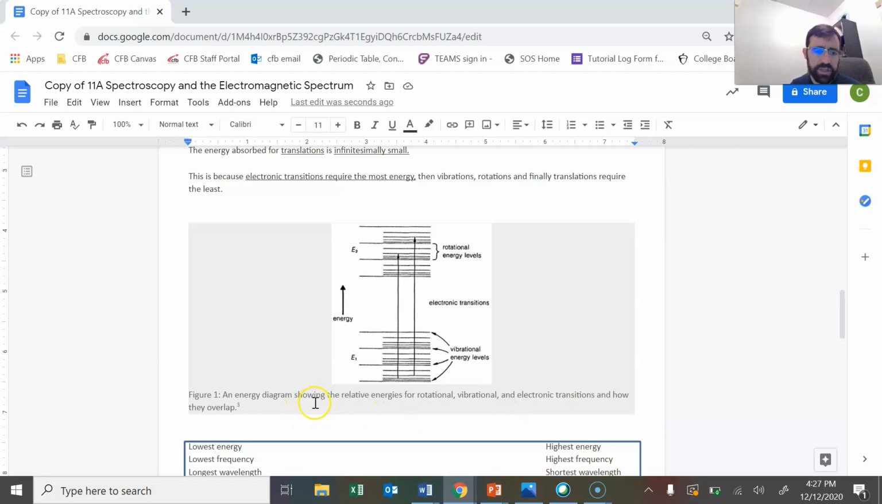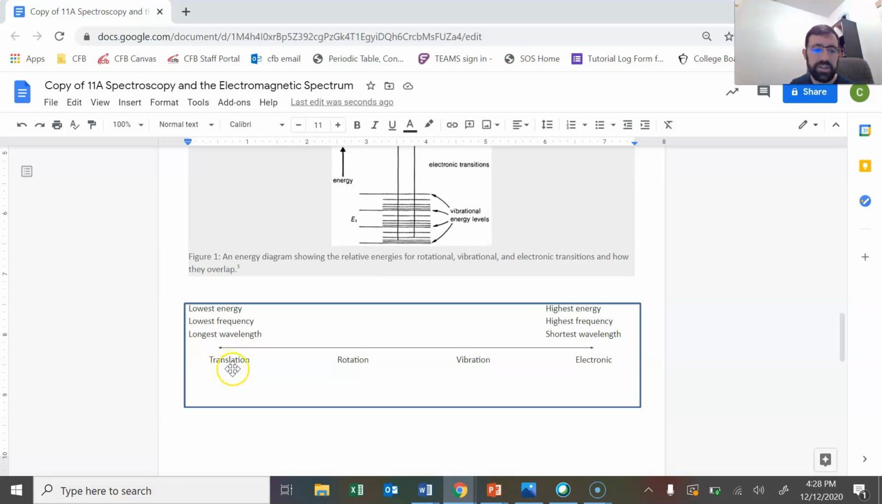This figure just shows an energy diagram showing the relative energies of rotational, vibrational, and electronic transitions and how they overlap. So energy is increasing here. Rotational energy levels are in this area. Electronic transitions require a little more energy than that. Vibrational energy levels are somewhere in here, and then when we talk about translational, it's not even on here because it's such a low energy.